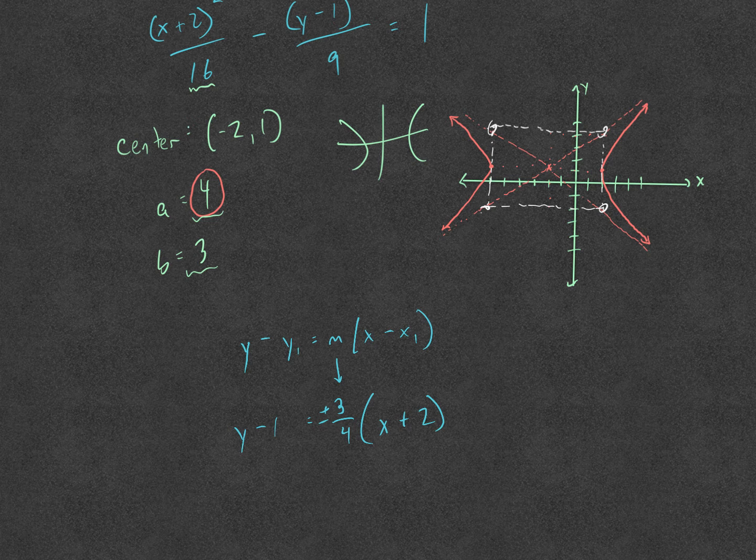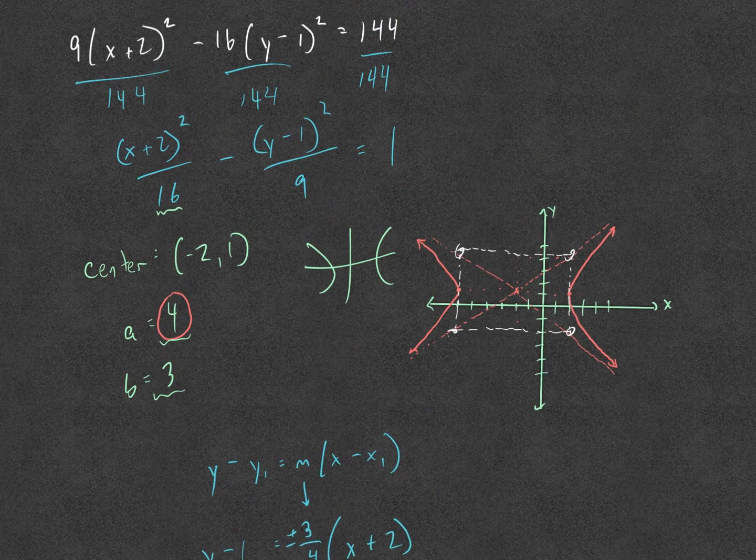So we could write them separately. The way that OpenStax leaves the answer is as y equals 1 plus or minus 3/4 times x plus 2. And if I wanted to write them separately and simplify, I could do that, but I'm going to leave the answer like that. All right, so we have the equations of the asymptotes, we have our graph, and here is the equation of the hyperbola.